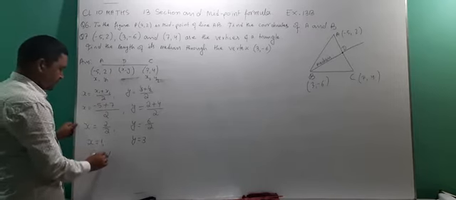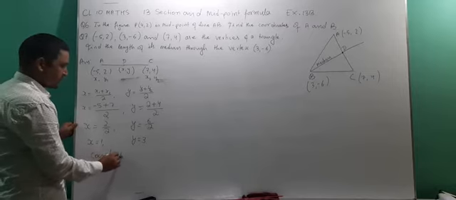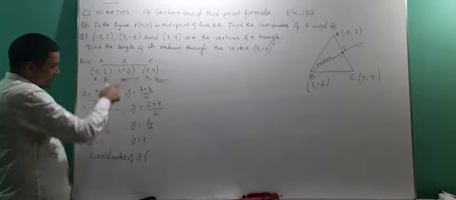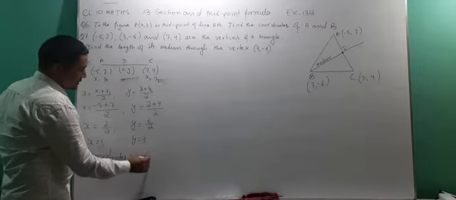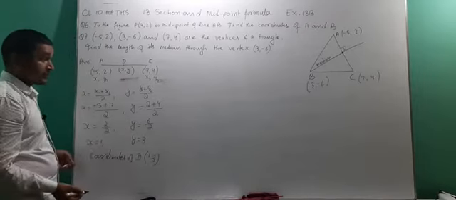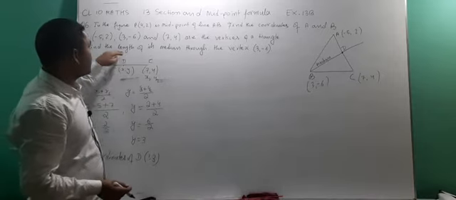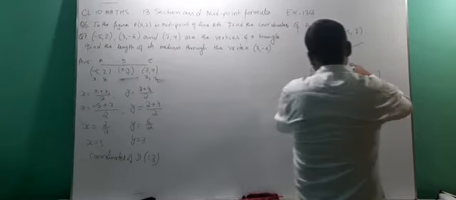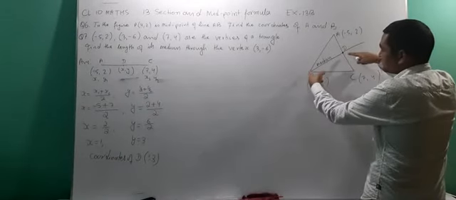Therefore, coordinates of D is (x, y) = (1, 3). Now we got the coordinate. Now the question asks to find the length of its median. That means the question asks to find the length of BD.